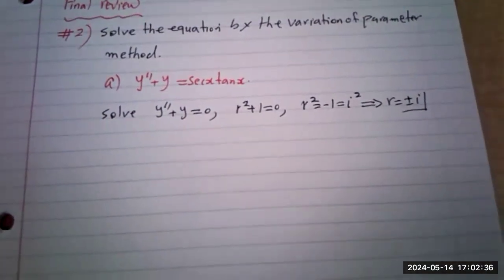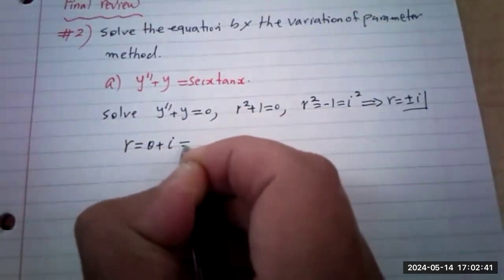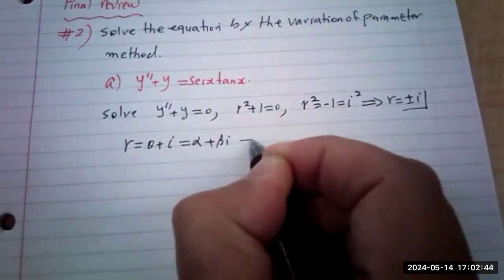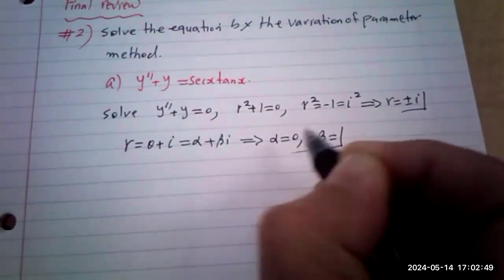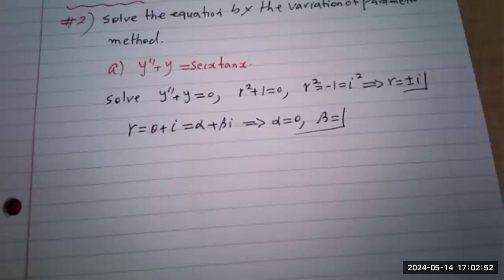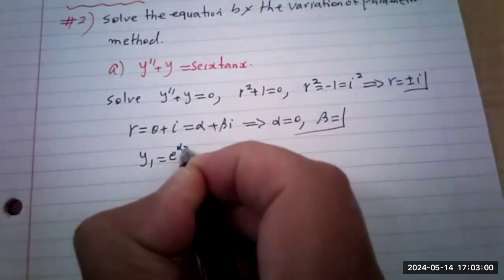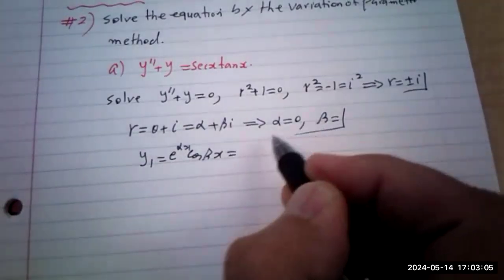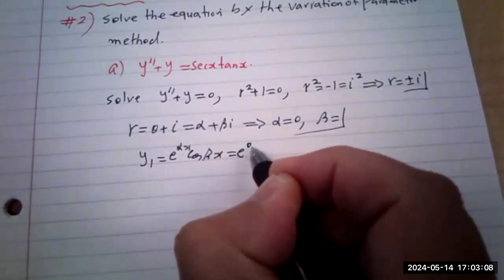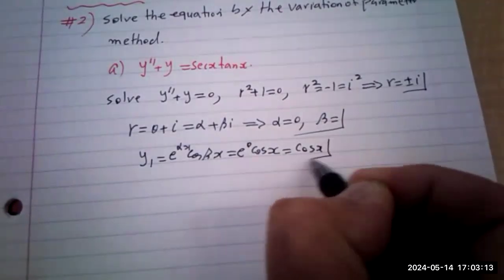Okay, so we get a complex characteristic root: r equal to 0 plus i, which is alpha plus beta i. So your alpha is equal to 0 and beta is equal to 1. So we are going to introduce the solutions. The solutions are going to be y1, which is e to the alpha x cosine of beta x. In this case, alpha is 0, so that gives e to the 0 cosine of x, which is cosine of x, the first solution.